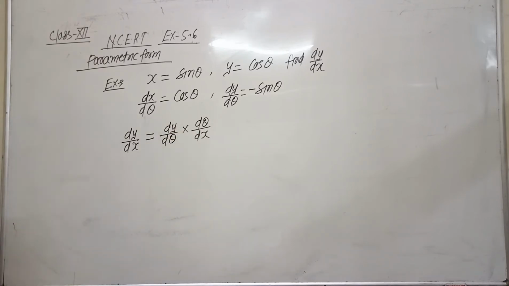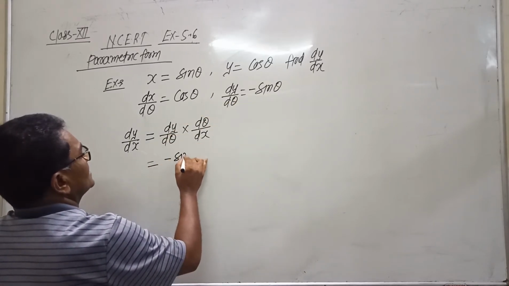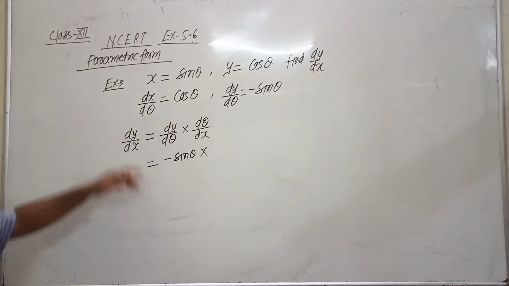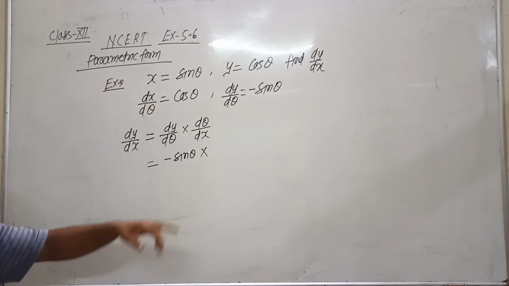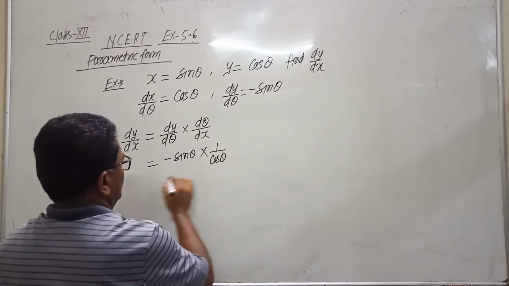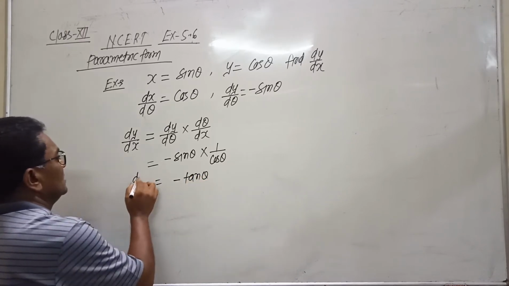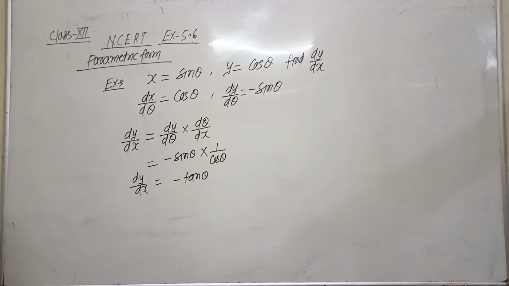comes dy by dx. So dy by dx can be written as dy by d theta into d theta by dx. Now put the value of dy by d theta. So this is minus of sin theta, and the value of d theta by dx. We have dx by d theta, which is cos theta. So what would be d theta by dx? Make it reciprocal. The value of d theta by dx would be 1 by cos theta, and minus sin theta by cos theta is minus of tan theta. So this is the way to solve the parametric form of the functions.